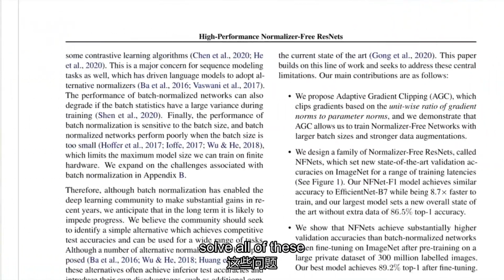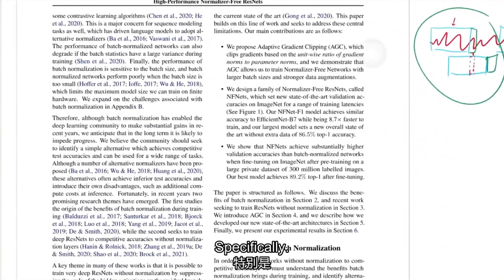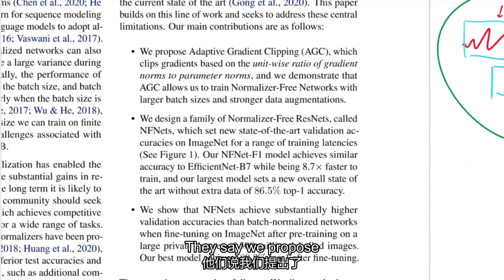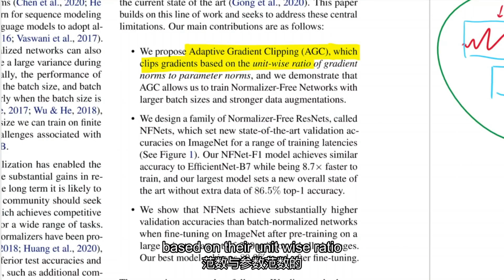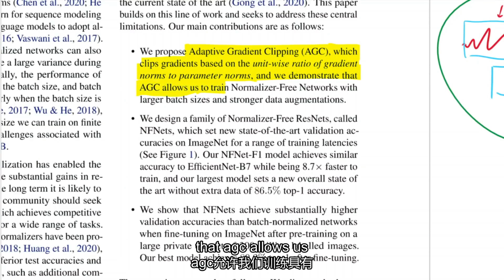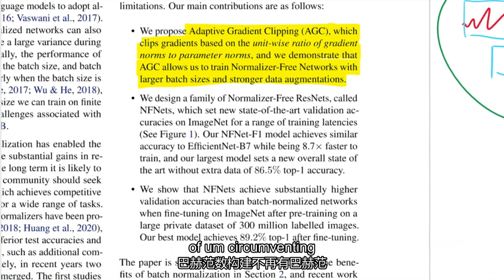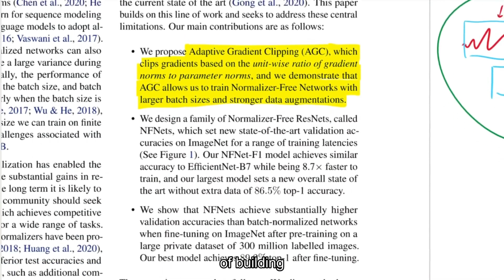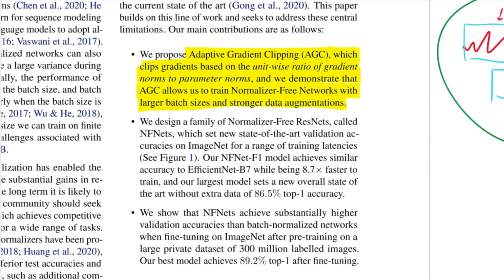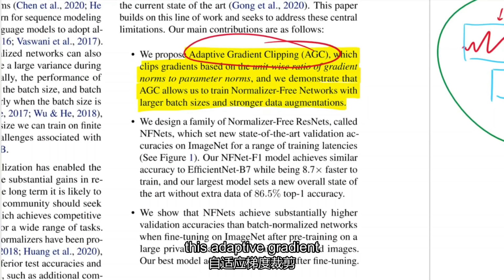they say they solve all of these things. Specifically, they say, we propose adaptive gradient clipping, which clips gradients based on their unit-wise ratio of gradient norms to parameter norms. And we demonstrate that AGC allows us to train normalizer-free networks with larger batch sizes and stronger data augmentations. So their method of circumventing batch norm, of building networks that don't have batch norm anymore, is going to be this adaptive gradient clipping.